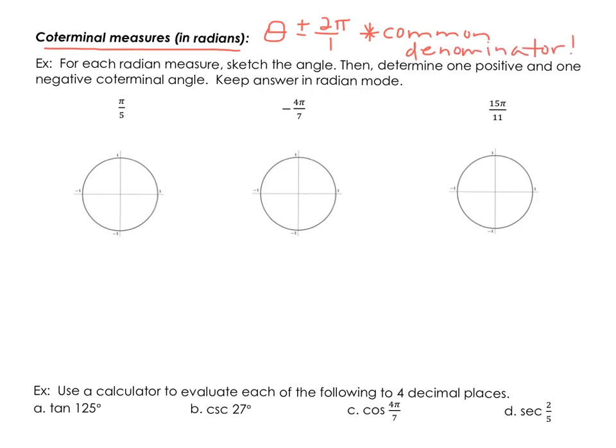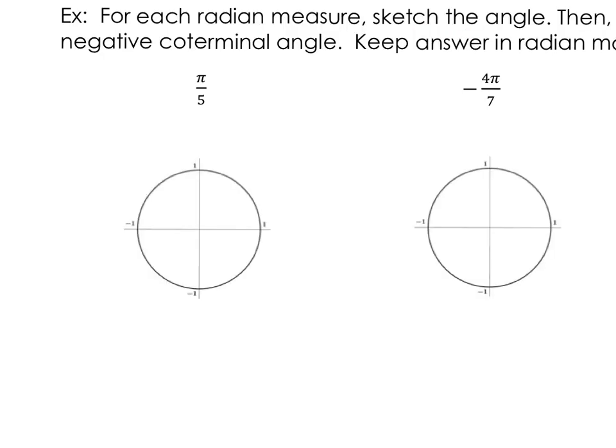All right, let's try a couple of examples below. The directions state, for each radian measure, sketch the angle. Then determine 1 positive and 1 negative coterminal angle measure. Keep your answer in radian form.